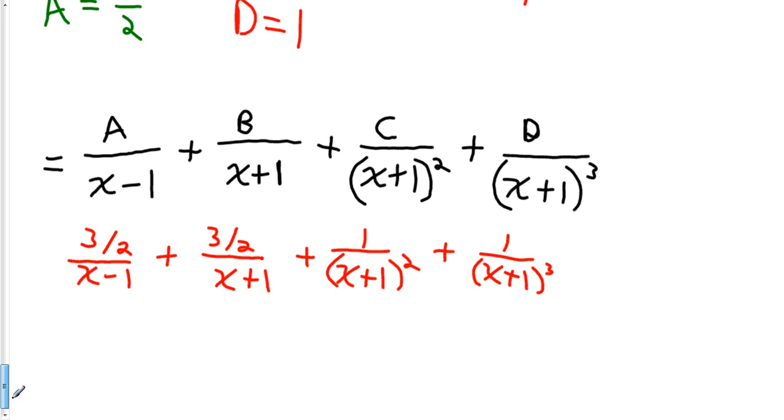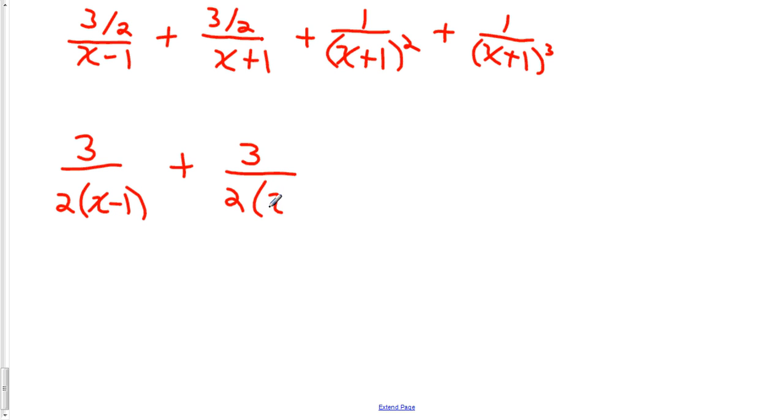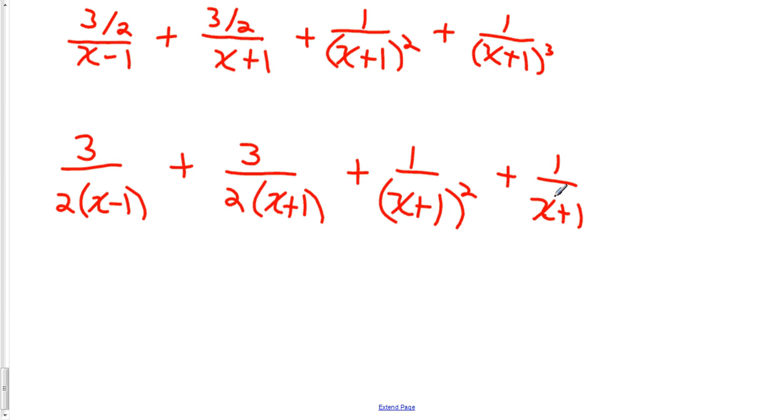You simplify this a little bit because you have improper fractions there. You're going to take the numerator, keep it the same, flip the denominator so it becomes 1 over x minus 1, and then multiply. So you're going to get here 3 over 2 times x minus 1 plus 3 over 2 times x plus 1 done the same way, plus 1 over x plus 1 squared, plus 1 over x plus 1 to the third power. And there you have it. That's the partial fraction decomposition when there are repeated linear factors.